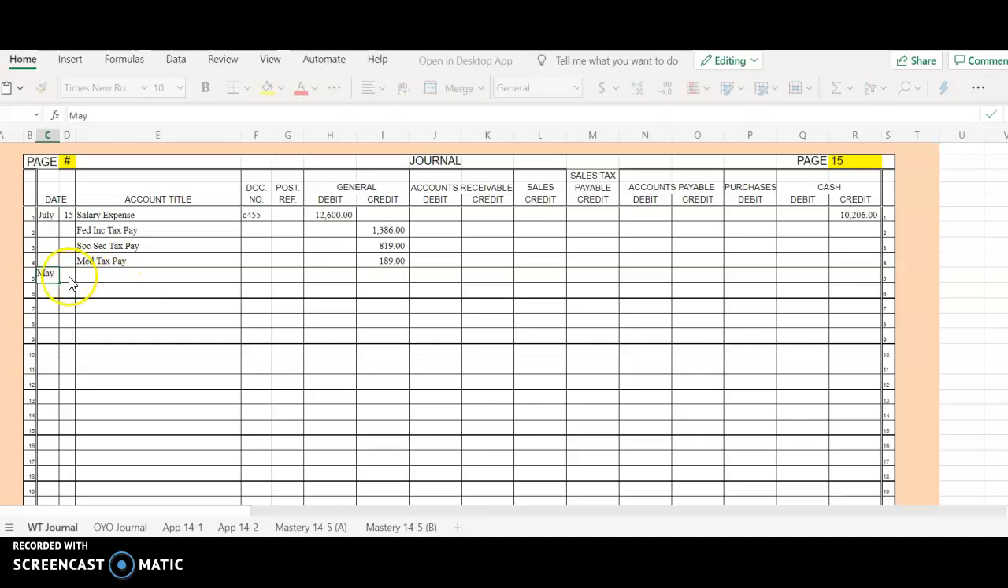This is crazy. We're putting May 15th under July 15th, but we're just using the same journal to make it easier. Okay, this is a different account. Now, this isn't salary expenses anymore. This is payroll tax expense. Payroll taxes expense. This is not a check. We're not writing this check to anywhere. We're just recording this transaction.